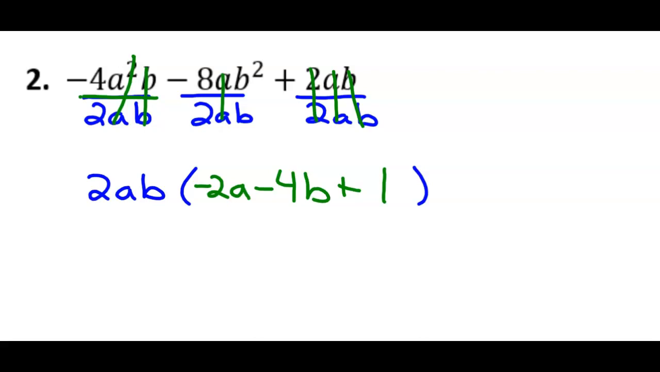Do you want to know how to check your answer to see if you have the correct answer written here? Distribute this back in. 2 times negative 2 is negative 4. A times A is A squared. B. Good. 2 times negative 4, 2ab times negative 4b would give me that. 2ab times 1 would give me that. If you don't put this 1 here to hold this place, that wouldn't be there, and then this answer would be wrong, okay? So if everything cancels, you put a 1 there just to hold the place for us to multiply that back in. But we don't have to do that.